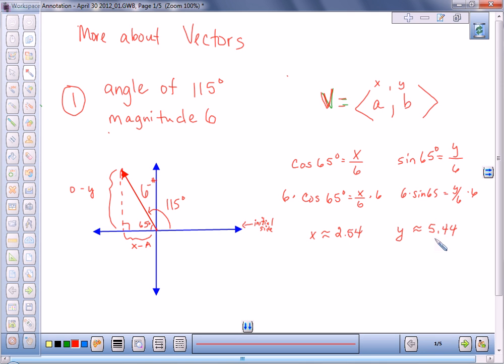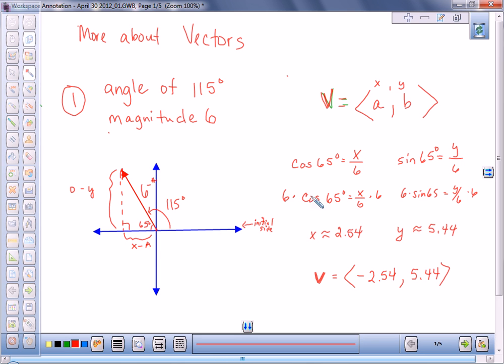But when we look back, this is in the second quadrant. In the second quadrant, our x values are all negative. So when we're describing this vector in component form, we will show that it's a vector. This would be a negative 2.54, and this is positive 5.44. And that is the description of that vector in component form.